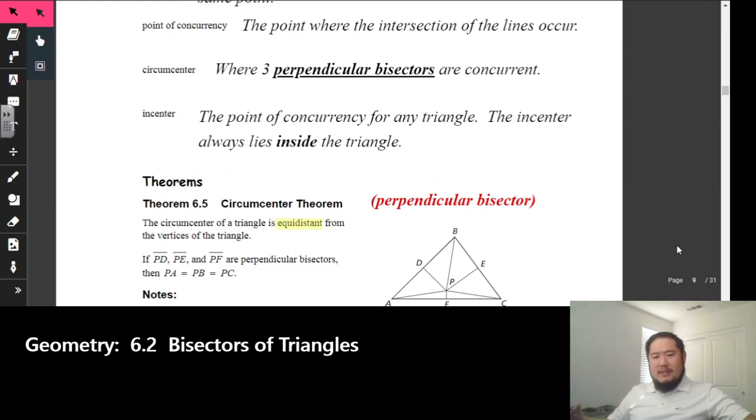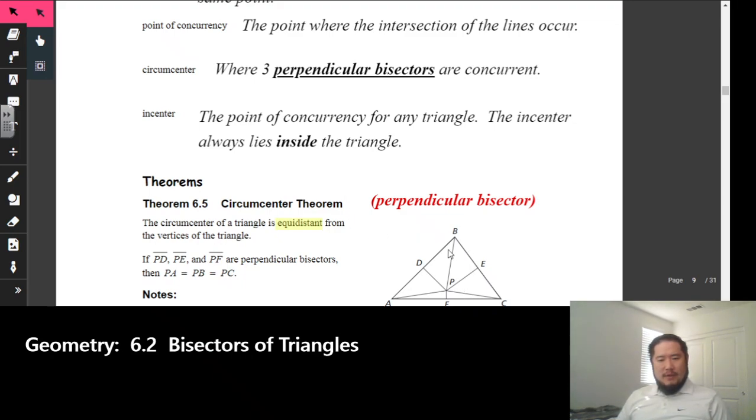In theorem 6.5 we have the circumcenter theorem. I put in parentheses perpendicular bisector, so to help you remember circumcenter, think perpendicular bisector. If I am bisecting a side, you're going to split the side into two congruent pieces. So what the theorem says is this: the circumcenter of a triangle is equidistant from the vertices of the triangle. It says if PD, PE, and segment PF are perpendicular bisectors.